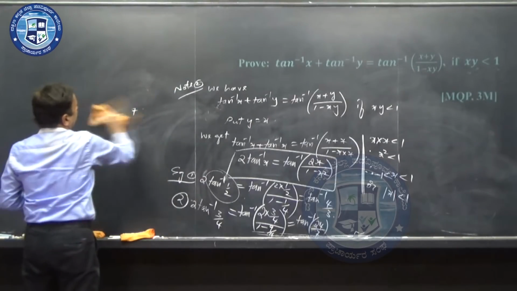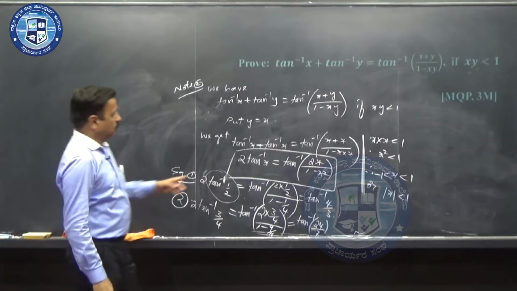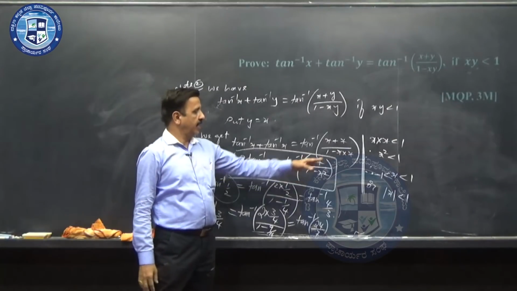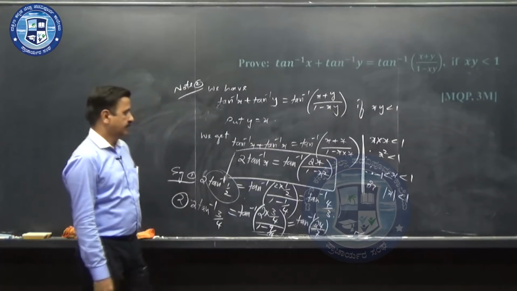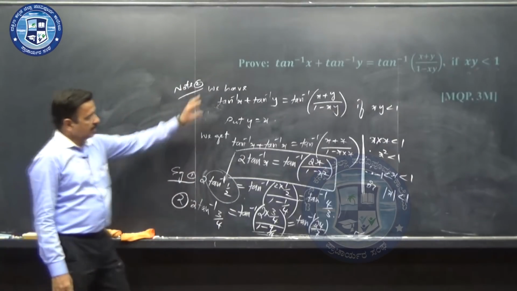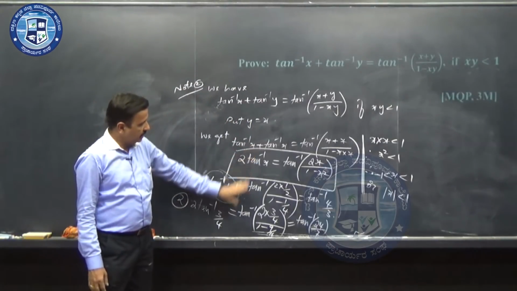So, very important, what you need to remember is 2 tan inverse x is equal to this result, provided x must be between minus 1 and plus 1, or mod x must be less than 1, and these are the examples. This is the result and these are the examples.